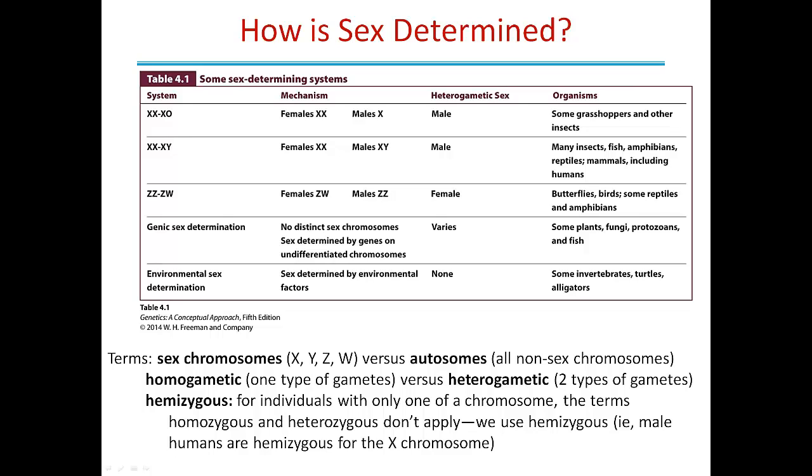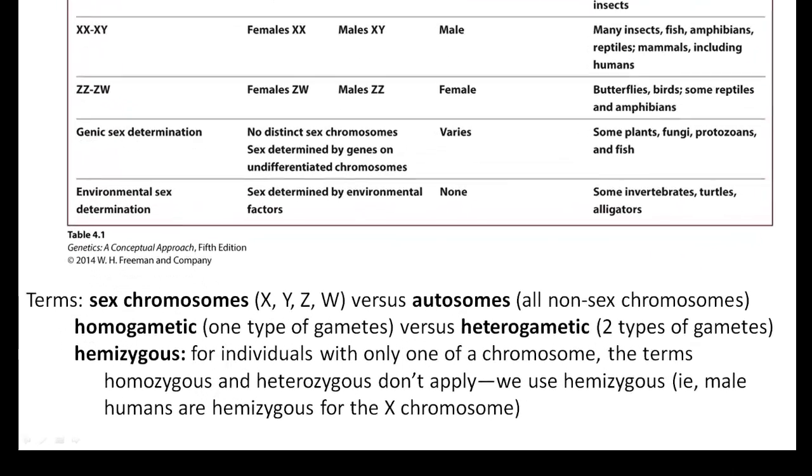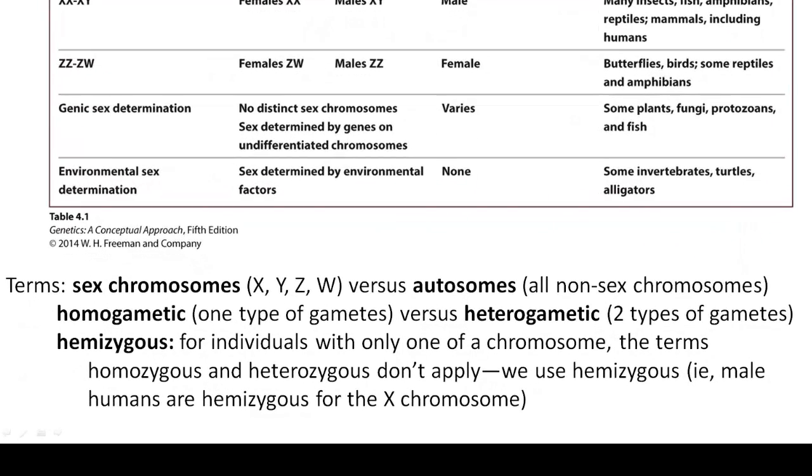We're going to focus primarily on chromosomal sex determination, and I'd like to just talk about these terms at the bottom. First of all, if we're talking about a sex chromosome, that would be the X and the Y, or in the case of birds, the Z and the W. In comparison, autosomes are all other chromosomes. So any chromosome that is not a sex chromosome is going to be called an autosome.